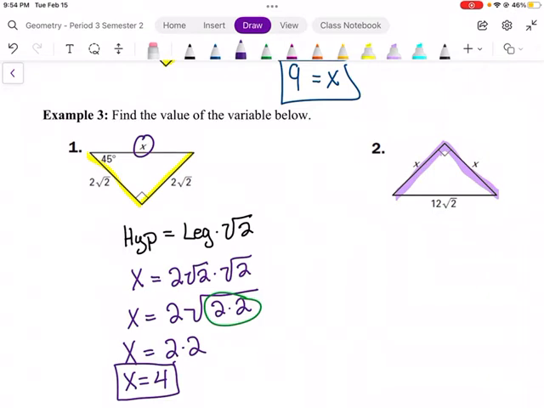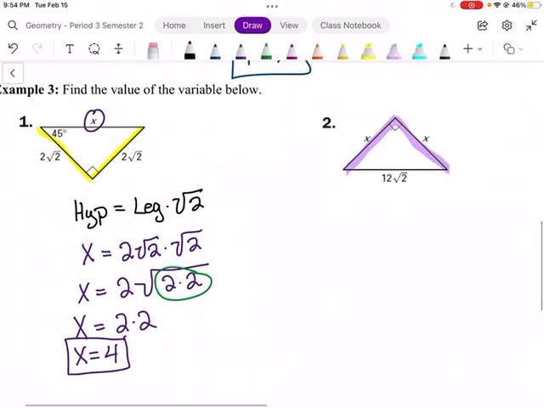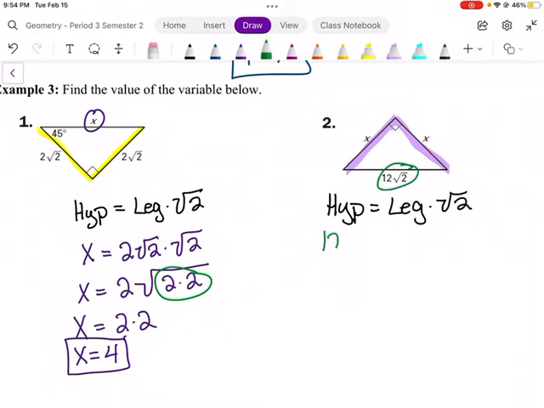Looking at example 2, this one we're looking for the leg lengths. We're still going to be using our equation, the hypotenuse equals leg times the square root of 2. Now we'll plug in what we know. The hypotenuse is 12 square roots of 2. The leg is x, and we're going to multiply that by the square root of 2.